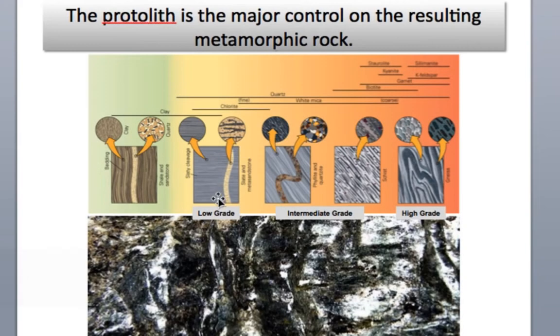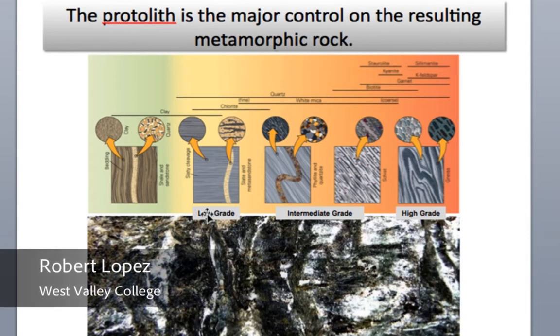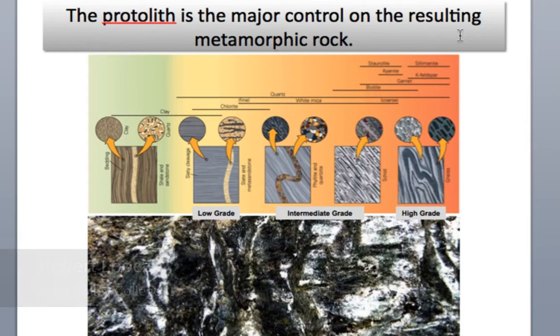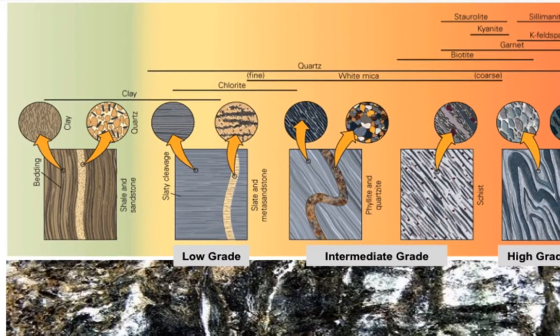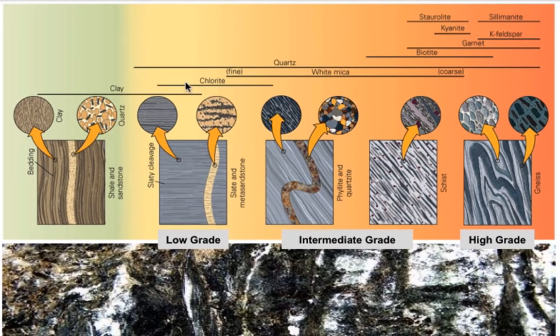Metamorphic grade, and remember that refers to temperature. So as you go to higher temperatures, you're going to start seeing different minerals forming. If we zoom in on some of these terms here: at lower grades, you'll see chlorite, maybe some white mica. In the medium grades, biotite mica, in medium to high grade metamorphism. Garnets start to form at higher grade metamorphism.